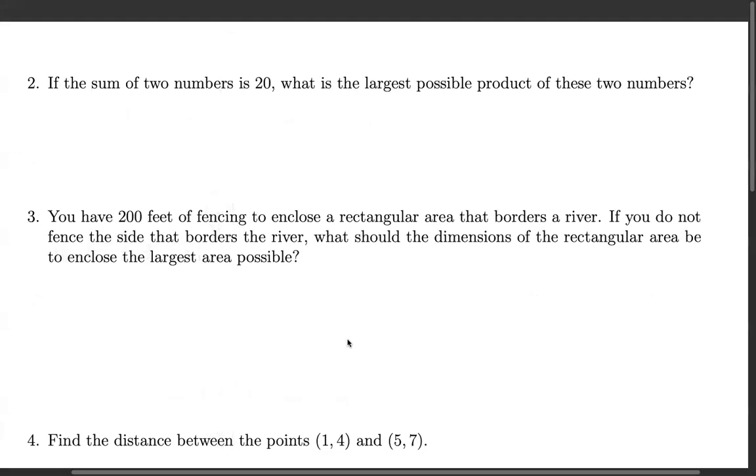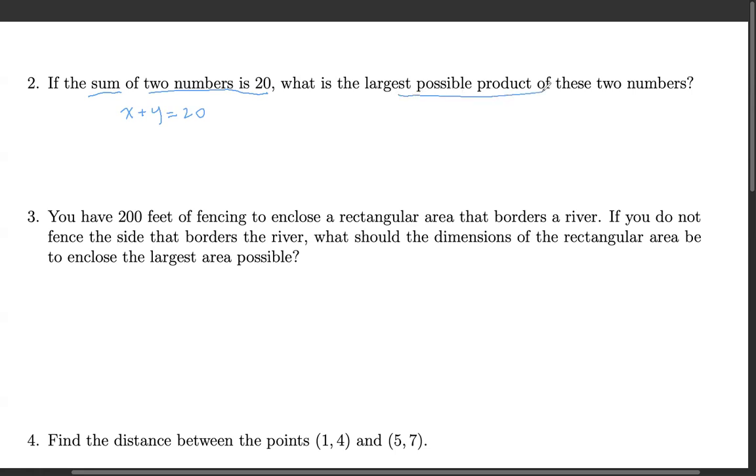Okay, now let's see some word problems. Let's see number 2. The sum of two numbers is 20. Well, let's call one number x. Let's call the second number y. The sum is adding those two numbers. That's 20. What is the largest possible product of those two numbers?